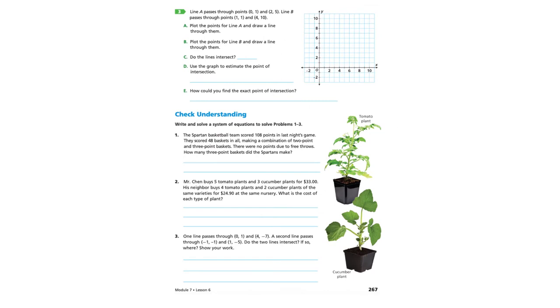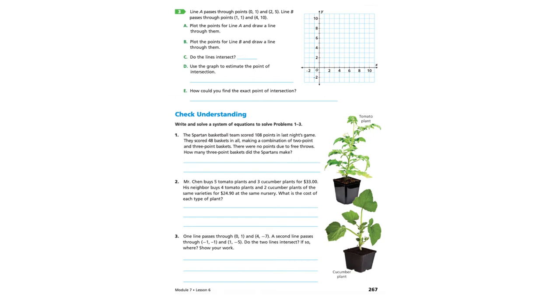All right, so now that you've finished numbers 1 and 2, here's number 3. Line A passes through the points (0, 1) and (2, 5), and then a second line, line B, passes through points (1, 1) and (4, 10). They want you to first plot the points for line A, these 2 points here, and draw a line through them. Then plot the points for line B and draw a line through those. And they want to know, do the lines intersect? And then use the graph to estimate the point of intersection. I'm guessing that kind of tells you the answer to C.